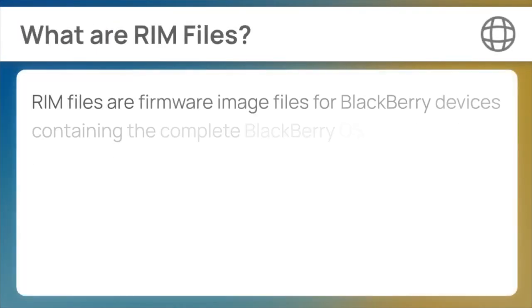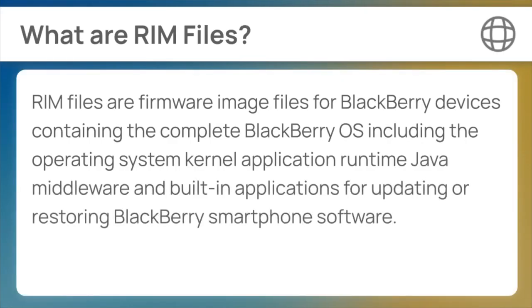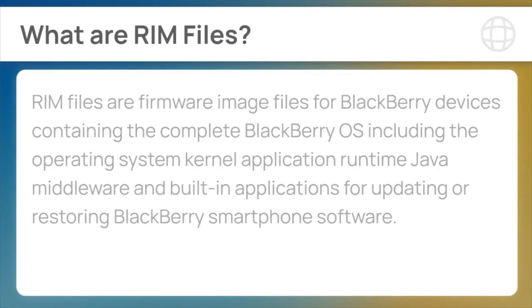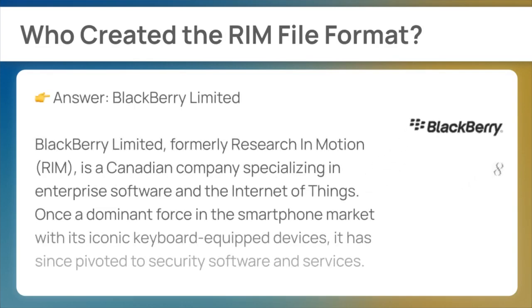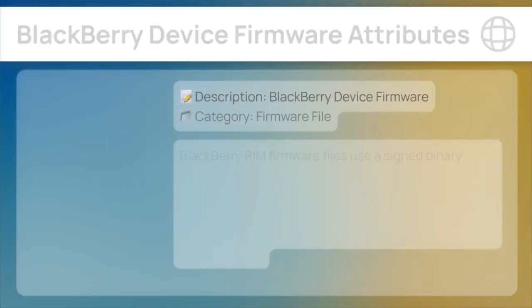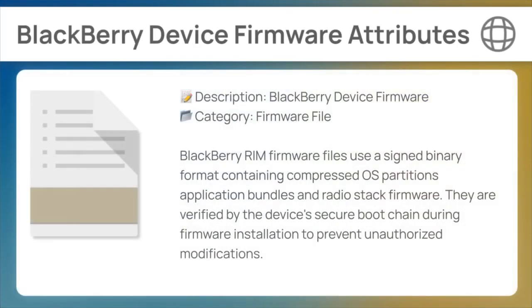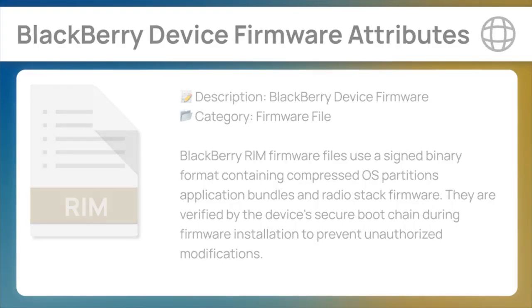RIM files are firmware image files for BlackBerry devices containing the complete BlackBerry OS, including the operating system kernel application, runtime Java middleware, and built-in applications for updating or restoring BlackBerry smartphone software. BlackBerry RIM firmware files use a signed binary format containing compressed OS partitions, application bundles, and radio stack firmware. They are verified by the device's secure boot chain during firmware installation to prevent unauthorized modifications.